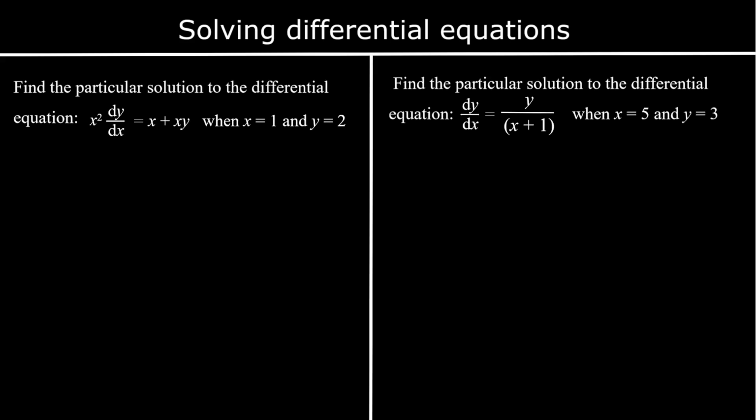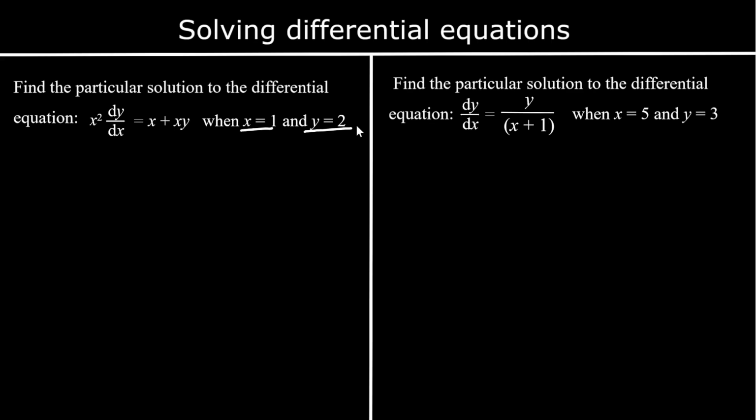In this question, we are asked to find the particular solution to the differential equation, x squared dy dx equals x plus xy, when x is 1 and y is 2. So this time we can find out what our constant is. We don't have to have a plus c in our answer because we've got an x and a y that we can use to find the c. So that's why it's a particular solution, not a general solution.